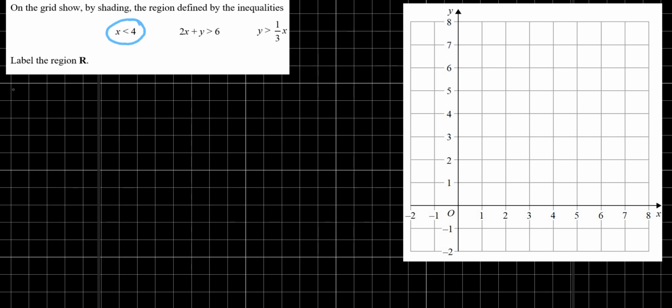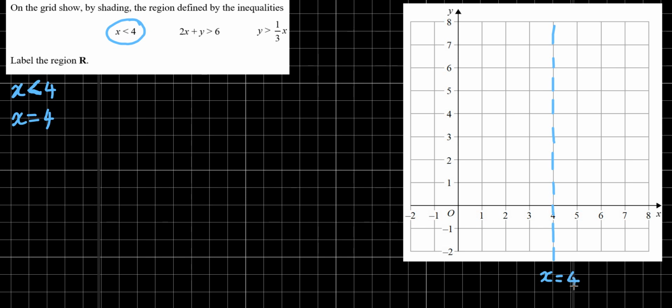So x is less than 4. We're going to draw the line x equals 4. It's going to be a dashed line because of the less than. It's not equal to it, so it's a dashed line. x equals 4 is this line here, and it's a dashed line because the inequality sign is less than, so it's not less than or equal to. So this line here is x equals 4.